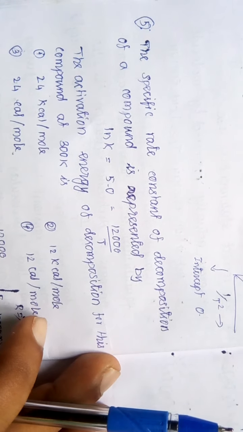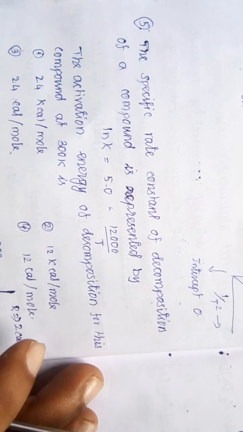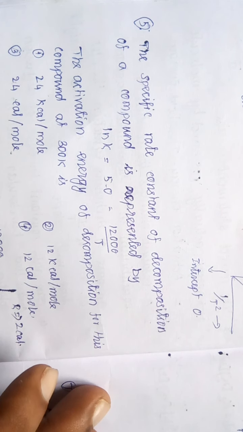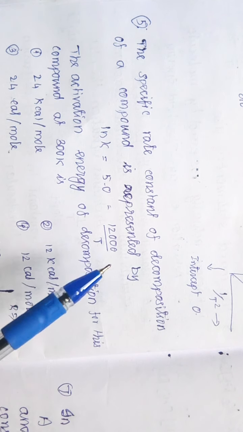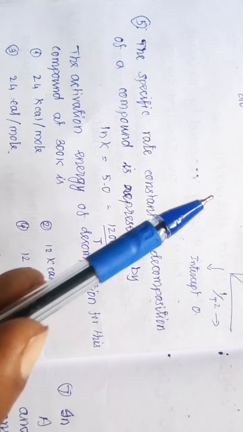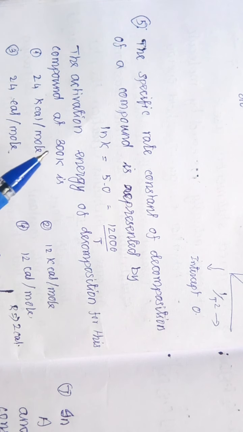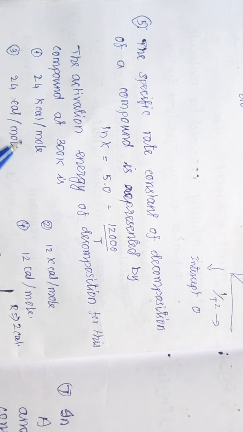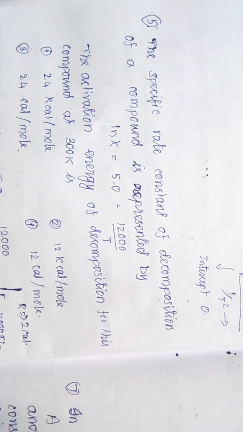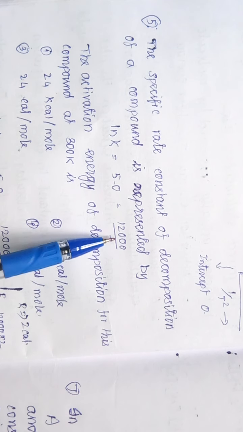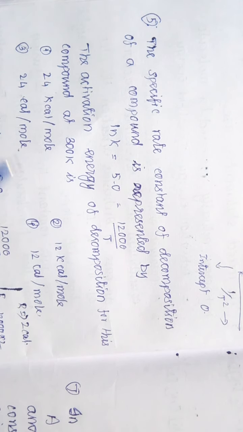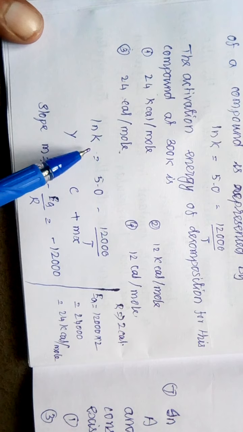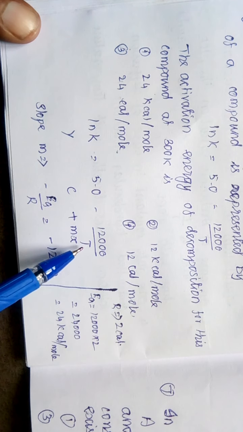The next question. The specific rate constant of decomposition of a compound is represented by ln k is equal to 5 minus 12,000 by T. This is the decomposition reaction based on the equations I have given earlier. The activation energy of decomposition for this compound? This is a simple application question. This is y is equal to mx plus c. The options are given here. This is the equation: ln k is equal to 5 minus 12,000 by T.